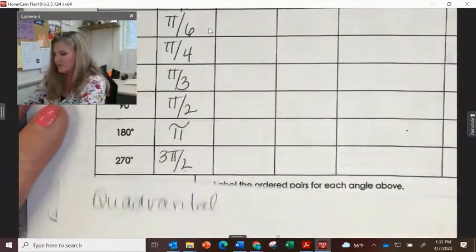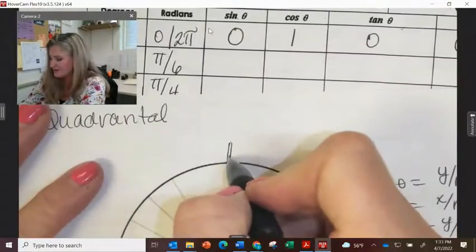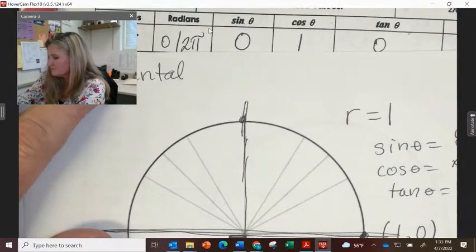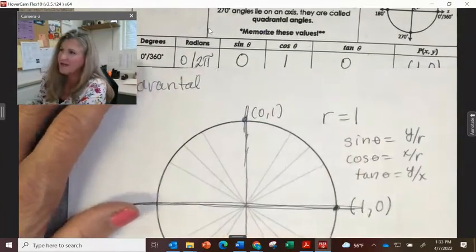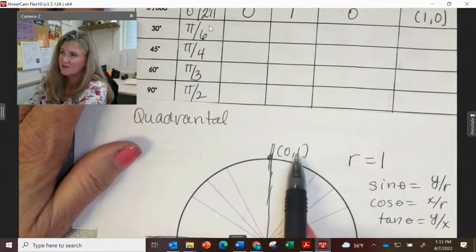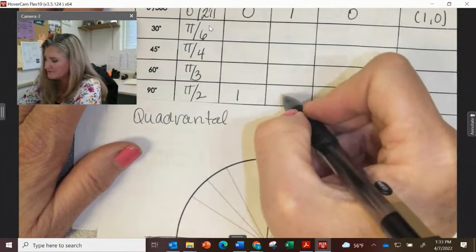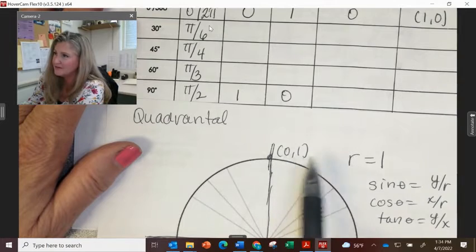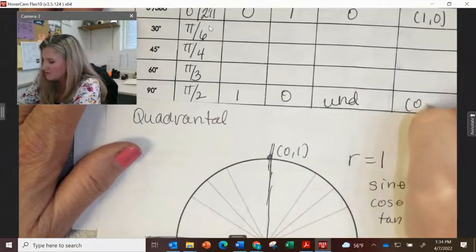All right. We're going to do all the quadrantals first. So what's the next quadrantal we come to? 90 degrees. Okay, so now let's look at 90 degrees right here. What's that point going to be if the radius is 1? That's going to be 0, 1. Okay, and so now did you figure out what the sine is going to be for 90 degrees? If it's y over r, what's it going to be at 90? 1. What's the cosine? 0. The tangent is going to be y over x, so what's that going to be? Undefined. And then writing it as a point, that's the point 0, 1.